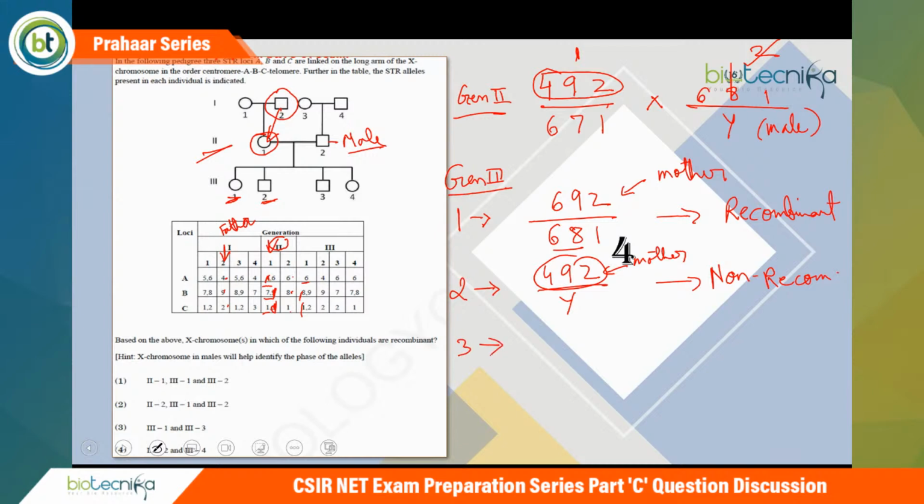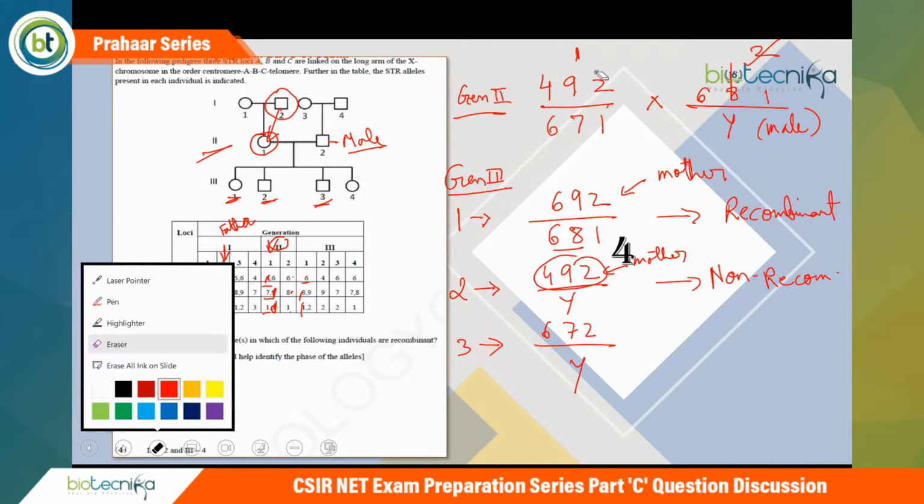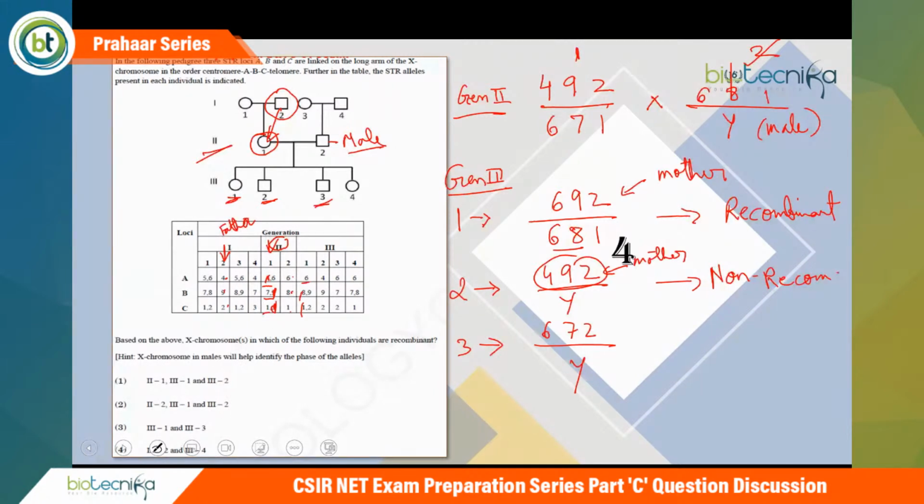For the third individual, it is again a male. So he has only one X chromosome, which is 6, 7, 2. Now, does the mother have 6, 7, 2? She does not. So how can 6, 7, 2 form? If there is crossing over occurring between the B and C loci, then it will be a 6, 7, 2. So he is getting from the mother a recombinant X chromosome.